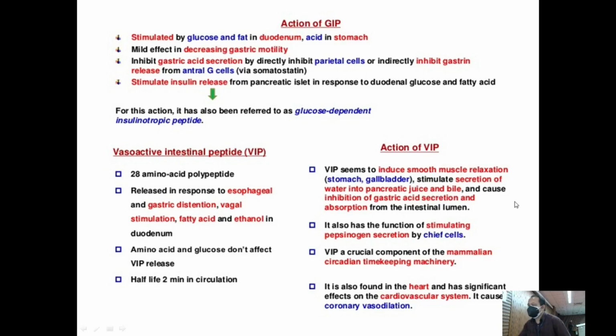Then it also inhibits gastric acid secretion and absorption in the intestinal lumen. It also functions in stimulating pepsinogen secretion by chief cells, and it plays an important role in vasodilation of blood vessels, most importantly the coronary blood vessels around the heart. So coronary vasodilation, it plays an important role here. Okay, so these are all functions of VIP.